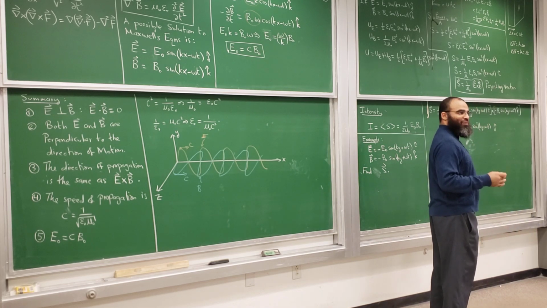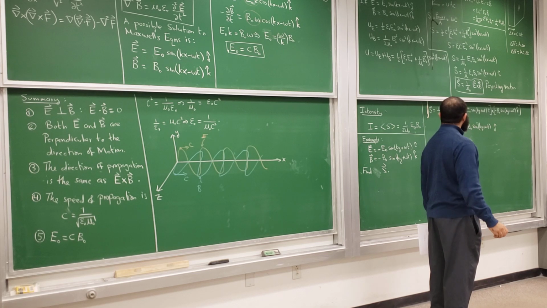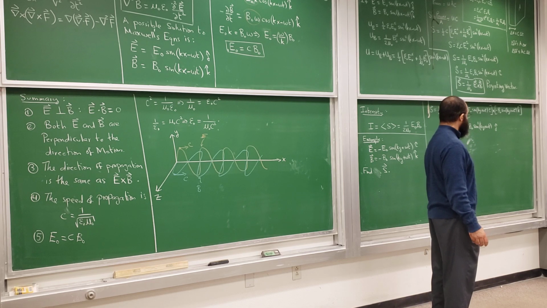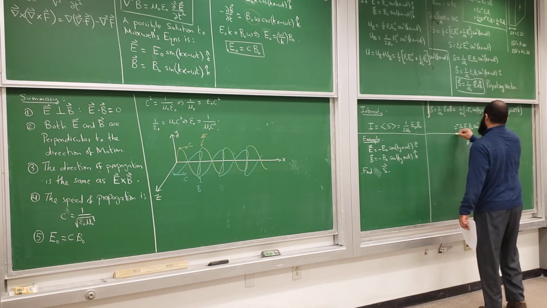So the Poynting vector, remember, is in the same direction as the wave traveling, right? So it's minus j hat. So the direction of motion, this confirms that it's in the minus j hat direction. Direction of propagation is minus j hat direction.